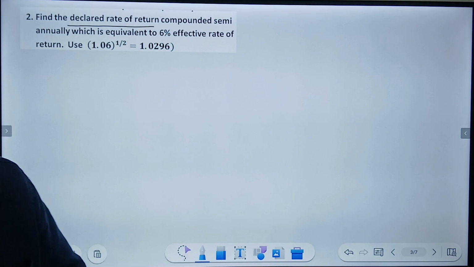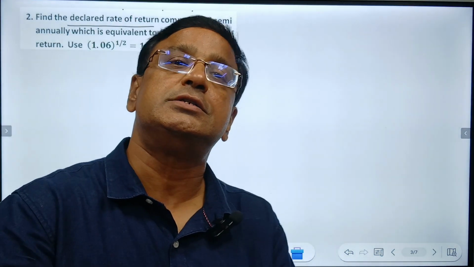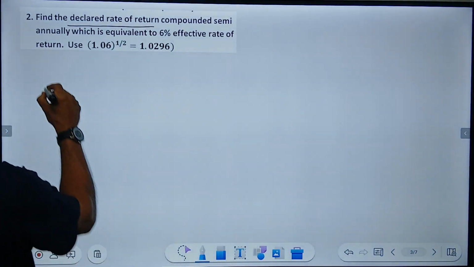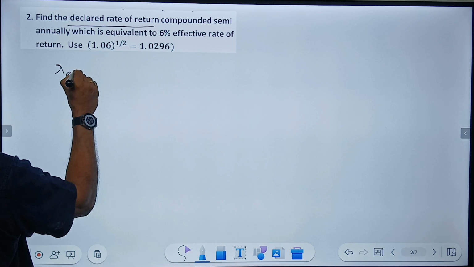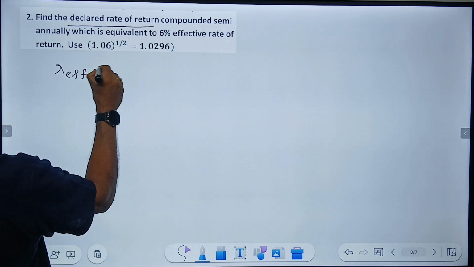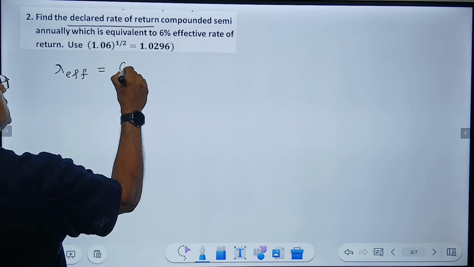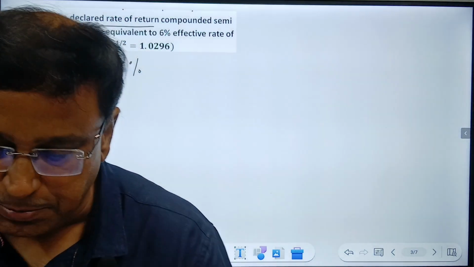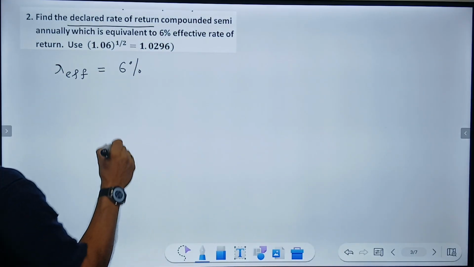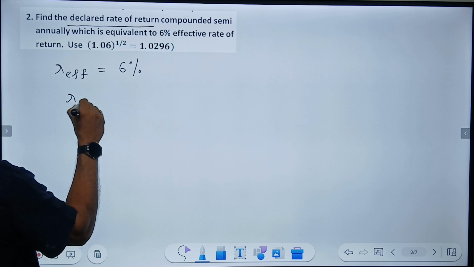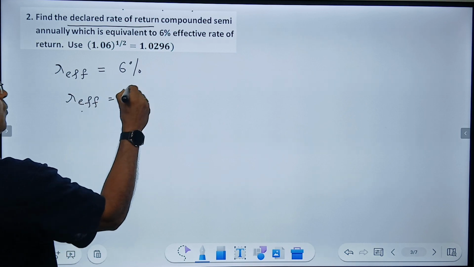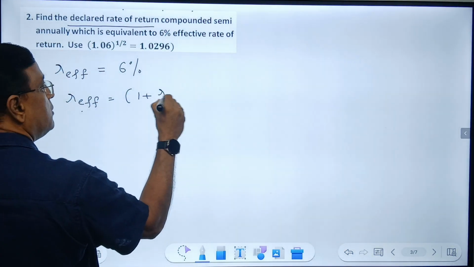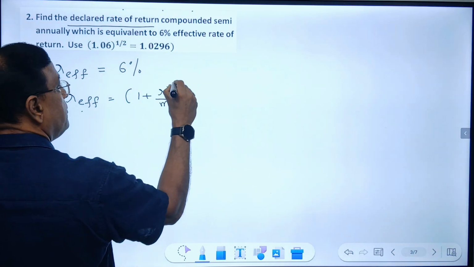So here the effective rate of interest is given to you. So what is R effective? R effective rate of interest is 6%. This is given to you. Now what is the formula? R effective equal to (1 plus r by m) the whole power m, minus 1.